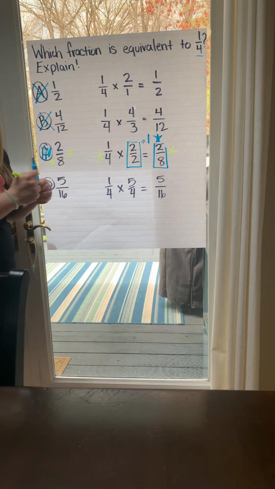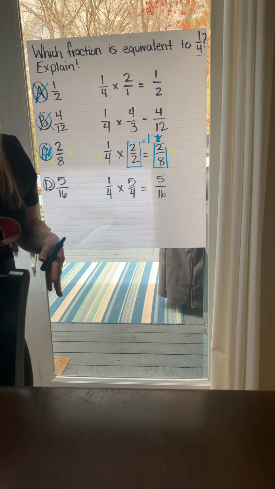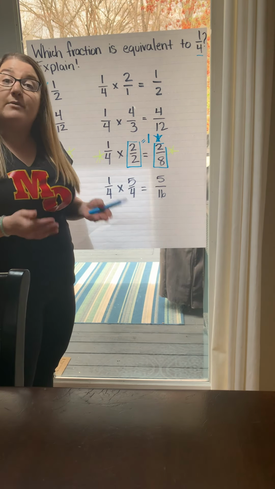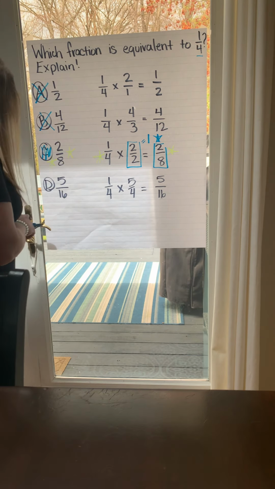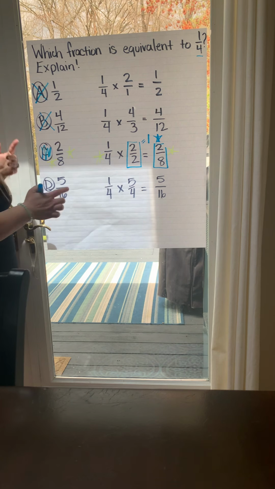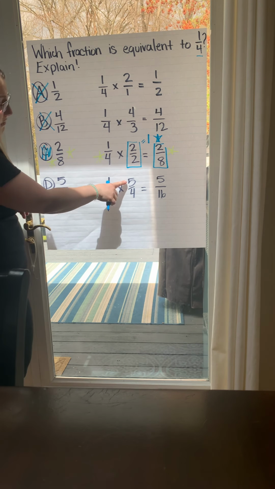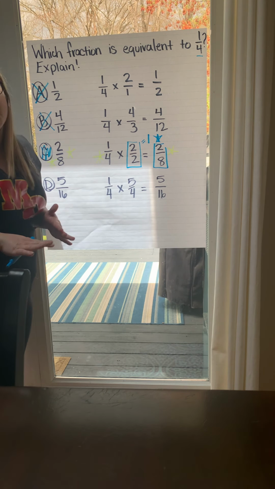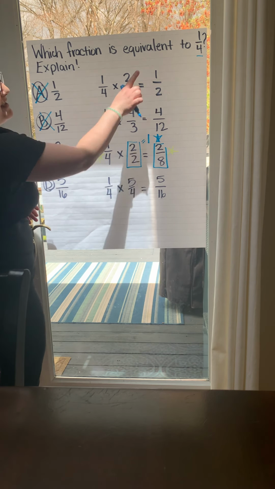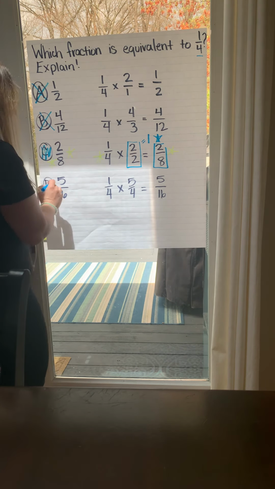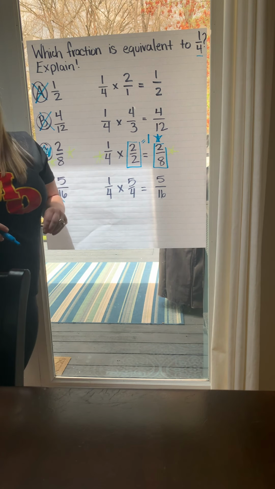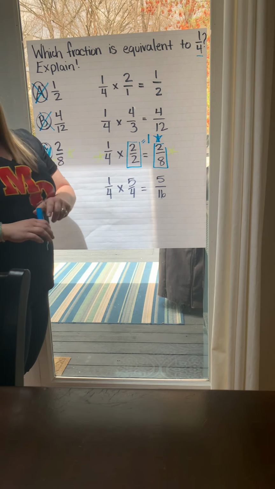Now, multiple choice, just because we found the correct answer doesn't mean we should stop there. We should definitely check our last one just to make sure that we selected the correct answer choice. So lastly, we have 5/16, and I'm looking right away at the multiplication here. 5/4 is not equal to 1. Therefore, 1/4 times 5/4 cannot be equivalent to 1/4, like we talked about before. So it looks like answer choice C is correct. 2/8 is equivalent to 1/4.